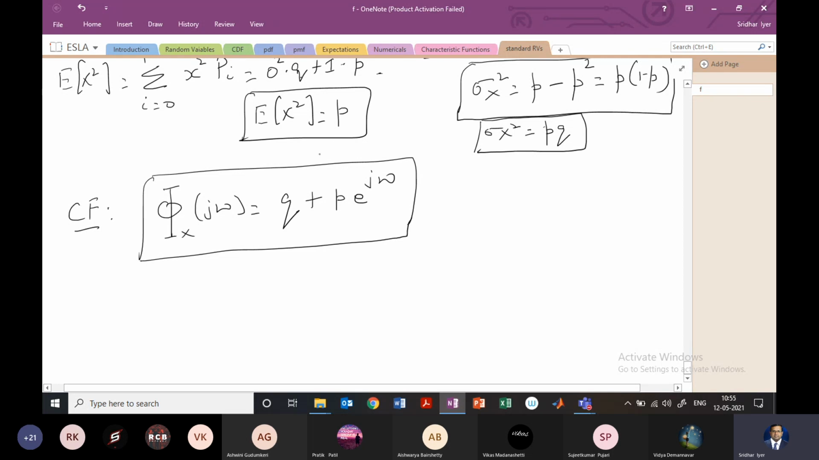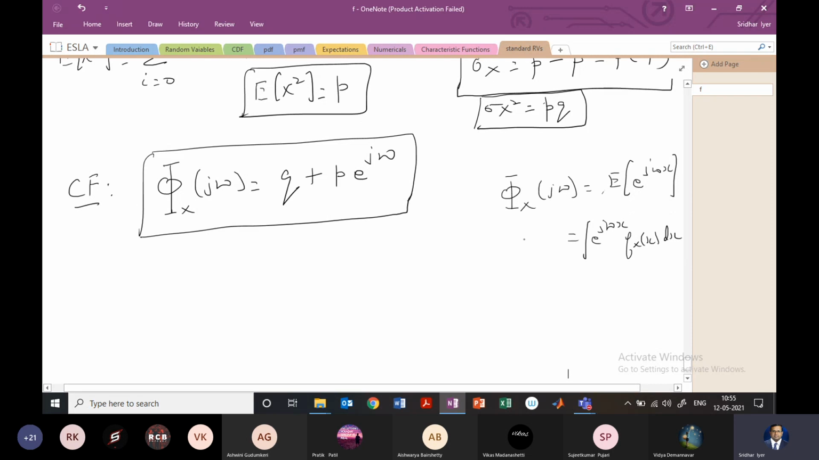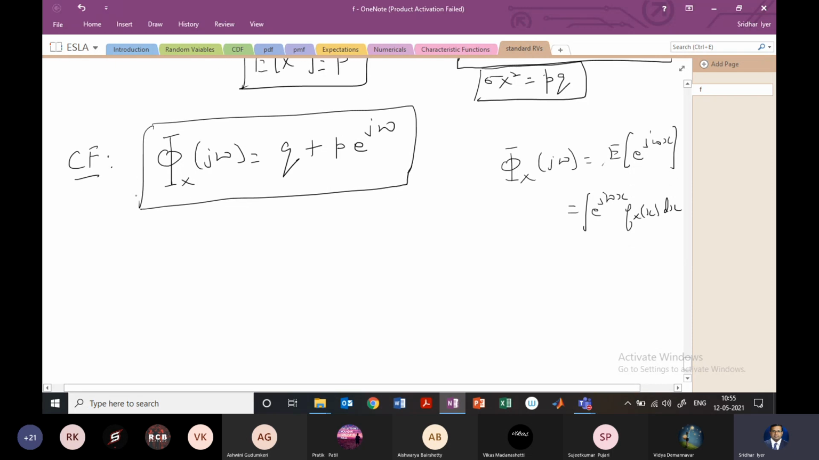So take the equation for the characteristic function. So let me write this here. You can find phi x of j omega is e of e raised to j omega x, which is integral e raised to j omega x fx of x dx, right? So this is a discrete random variable, so use the summation, right? Using that, I would want you to derive this characteristic function which I have written here, okay? And see that Bernoulli's random variable has that, okay?